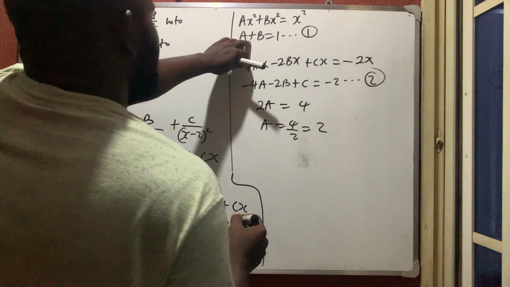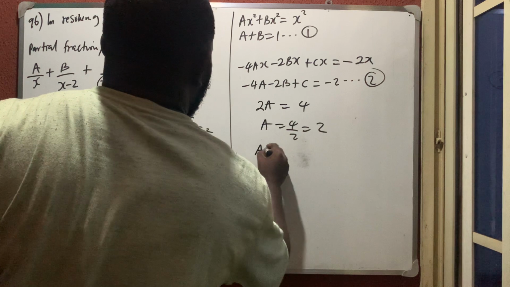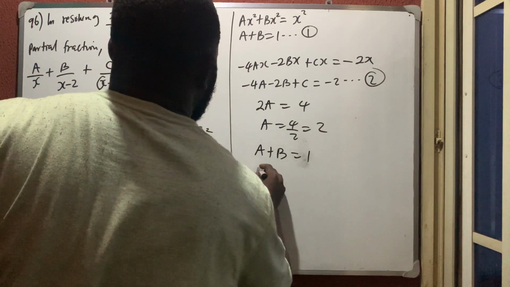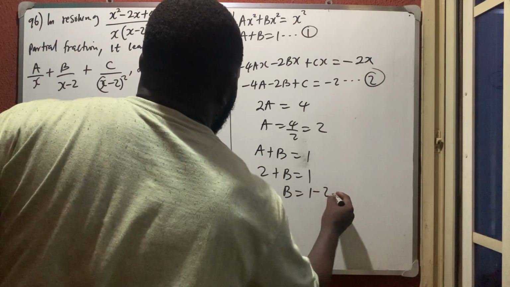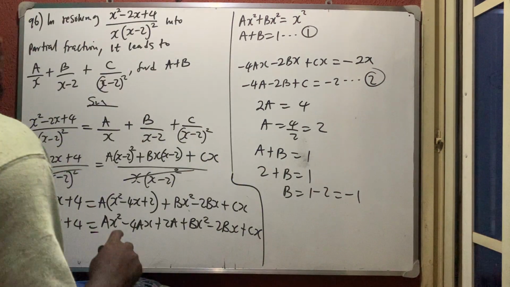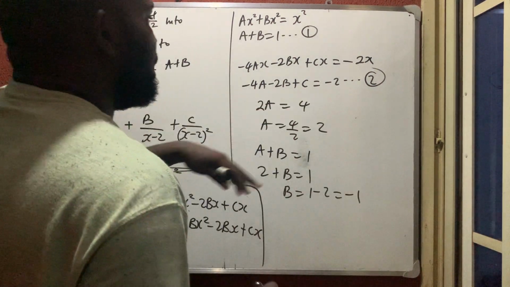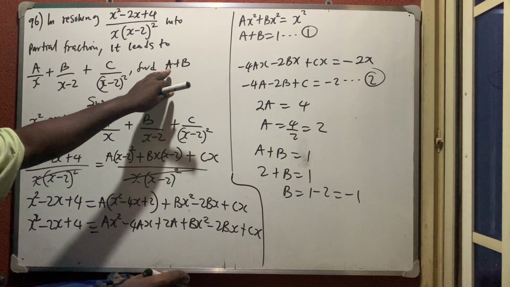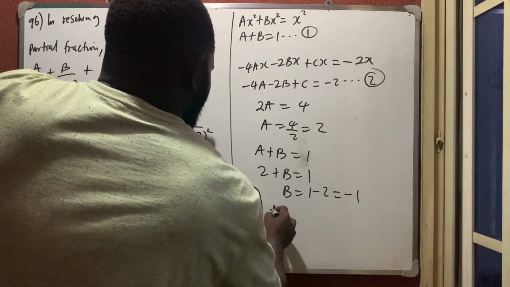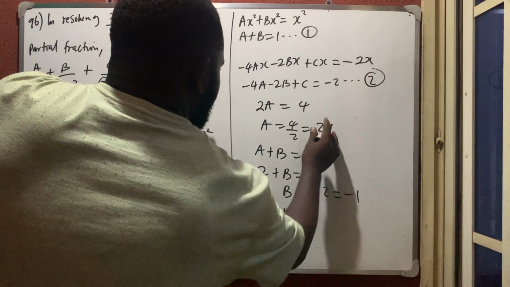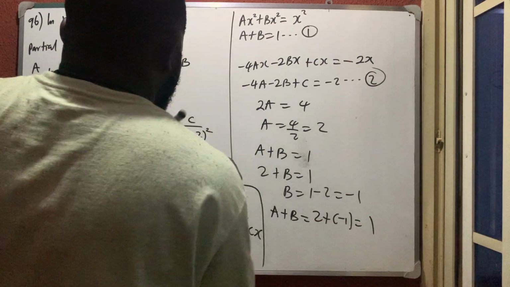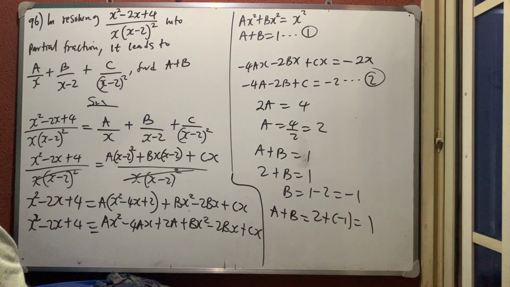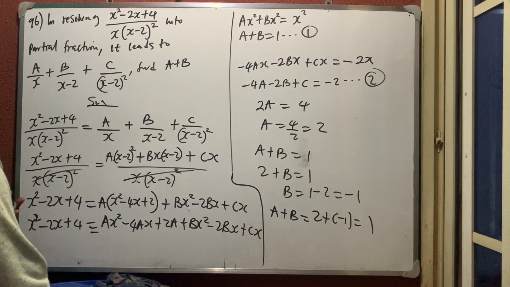So to get my B, you substitute in equation 1. A plus B is equal to 1. So 2 plus B is equal to 1. So B is equal to what? 1 minus 2, which is minus 1. Now to get my C is not needed, because they say we should find only A plus B. So A plus B is simply 2 plus minus 1, which is 1. So 1 is my answer. As simple as that.